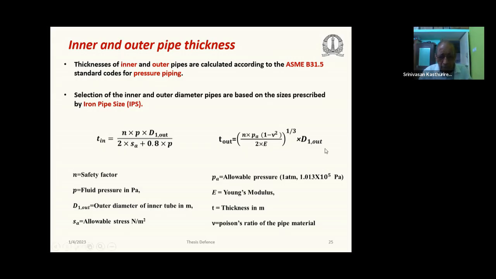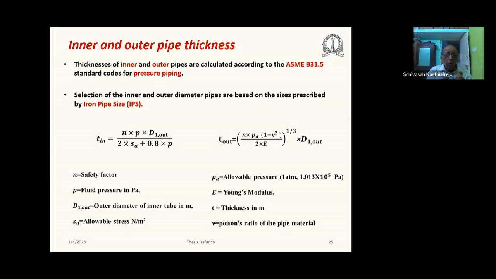For the wall thickness of the outer pipe, you write T out is equal to N P A, (1 minus nu square) divided by 2E, where nu is the Poisson's ratio and E is the Young's modulus of the material. The whole thing should be raised to 1/3. We have to multiply this by D1 out, which is the outer diameter of the inner pipe. This should be the wall thickness for the outer pipe.